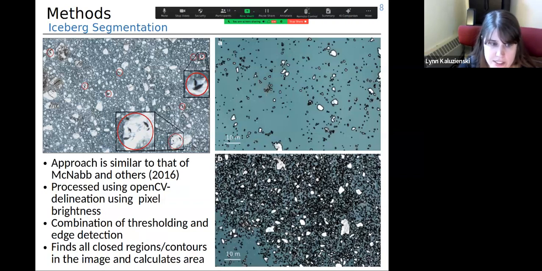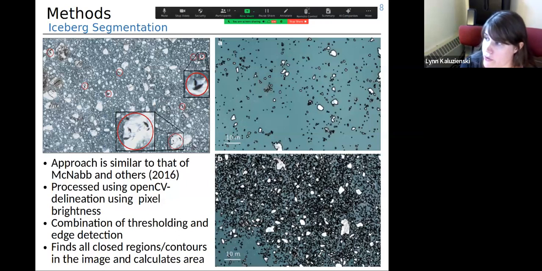It's using OpenCV, and this iceberg segmentation method uses a combination of thresholding and edge detection to pick out icebergs. It then finds all closed regions or contours within an image, and can calculate the area. So we have an idea of the amount of ice coverage from 2007 onward. And this method has worked fairly well.